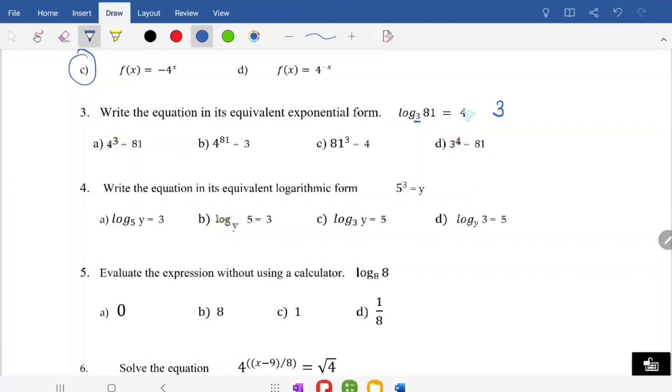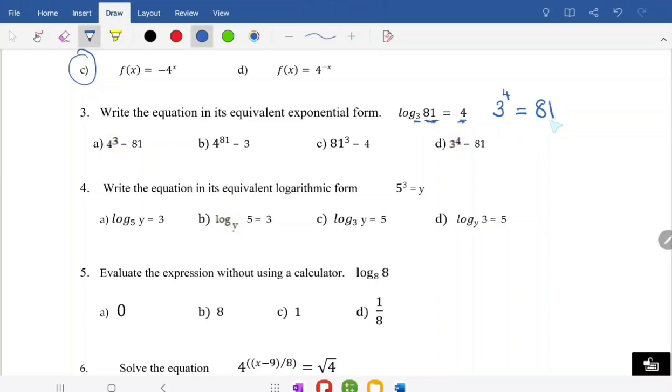And then a logarithmic expression always evaluates to an exponent. So what we have on the other side of the equation is an exponent. It will become the exponent of 3 when we put it in exponential form. So it's going to be 3 to the power 4, and then this 81 is going to go to the other side of the equation. 81 is what we get after evaluating 3 to the power 4. 3 times 3 is 9. 9 times 3 is 27. 27 times 3 is 81.